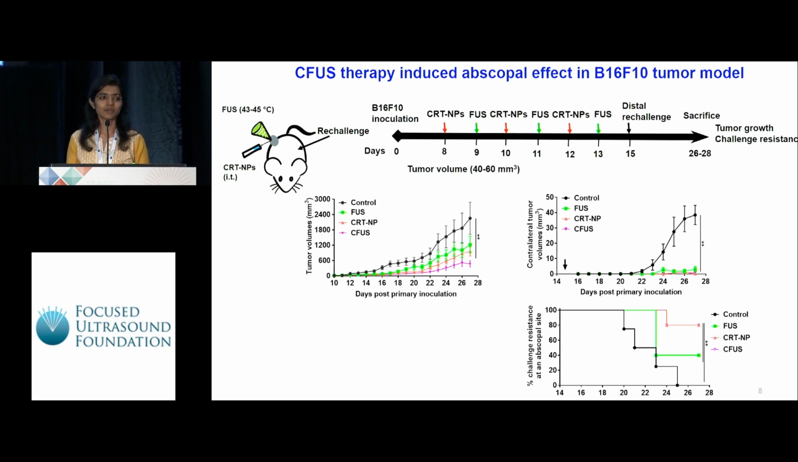Abscopal response is a phenomenon in which treatment of a local tumor causes regression of a distant tumor. After treating the primary tumors of these mice, we re-challenged them on the contralateral side and observed for their tumor growth. 80% of mice in both CRTNPs and CFUS groups resisted re-challenge up to 4 weeks post-primary tumor inoculation.